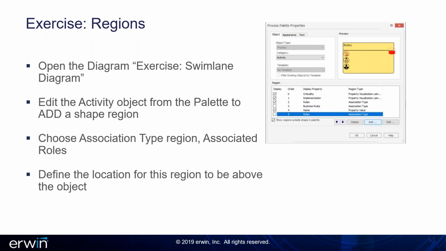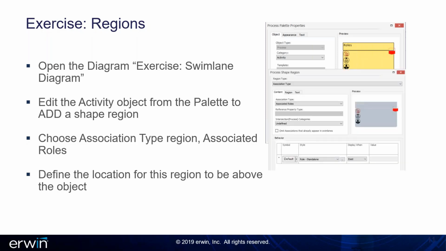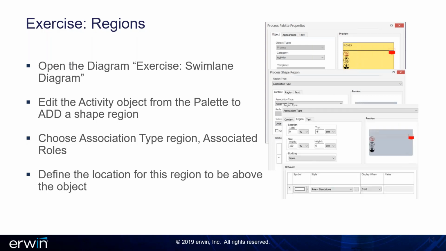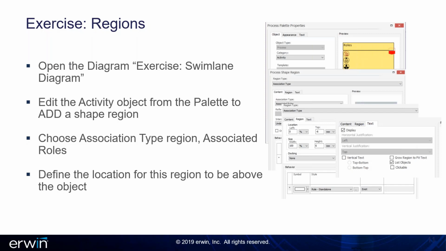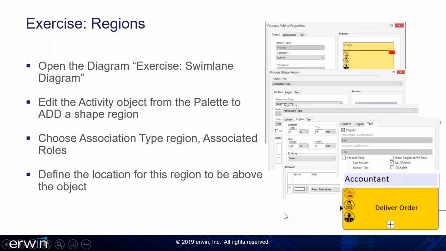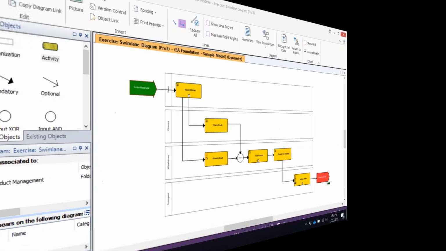So you'll see the first thing you do is you choose what it is, and this is in association for a role, and then we will place it somewhere on the diagram, and we will display the text and make sure we list the object. And the shape will look like that.